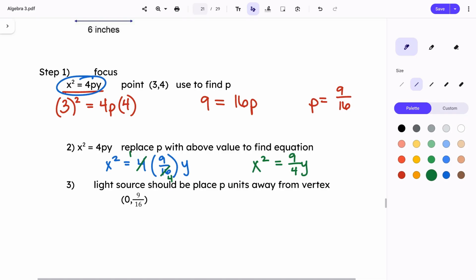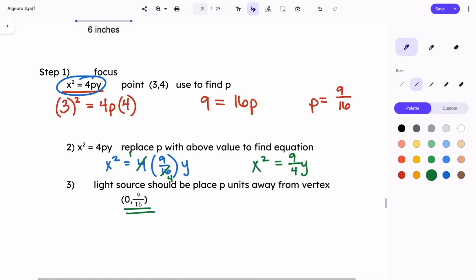But that 9/16 that we found for our p would be used for my focus. And so that's where they're getting this point from. That's how far the light source should be away from the vertex, which is where they're saying the mirror would be. And that would make this flashlight work the best, is what they're saying.